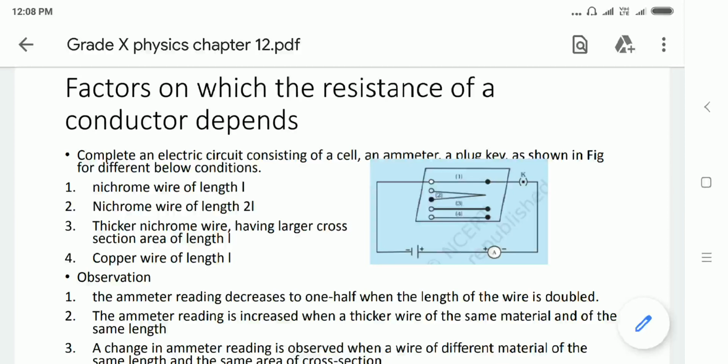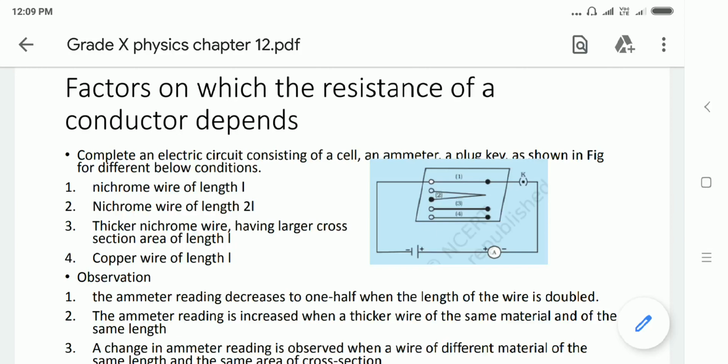Focus on the diagram. A cell is given with which an ammeter is connected in series, along with a plug key. With that plug key, one box is there in which we are providing 3-4 conditions. In the first case, we are providing a nichrome wire whose length is L, and the material type is nichrome.